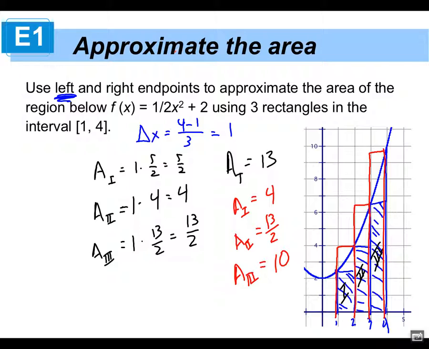And then the total would be all of those added up. 23, 31 halves. 41? Did I add wrong? 41. 33, 4, yeah, 41 halves.